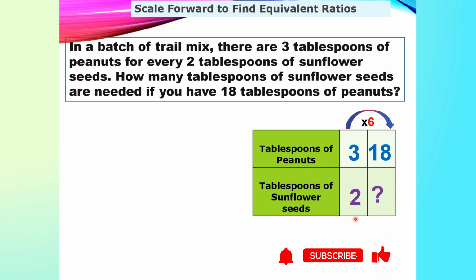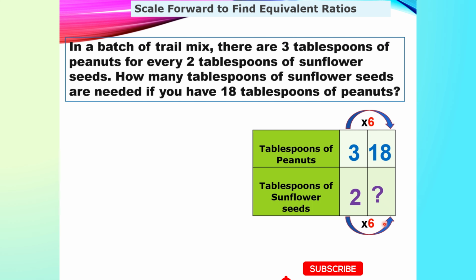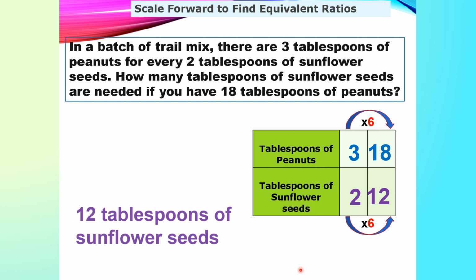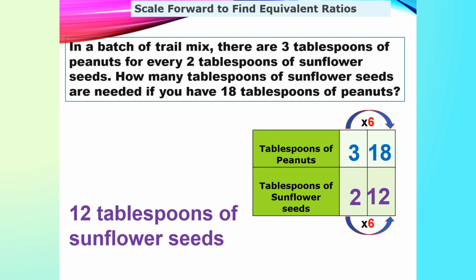So I need to scale forward here also by 6. So 2 times 6 gives us 12. It means for 18 tablespoons of peanuts, I need 12 tablespoons of sunflower seeds.